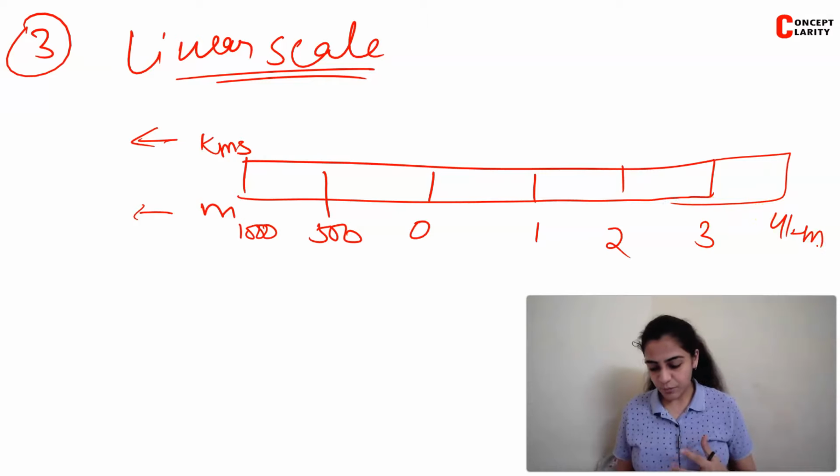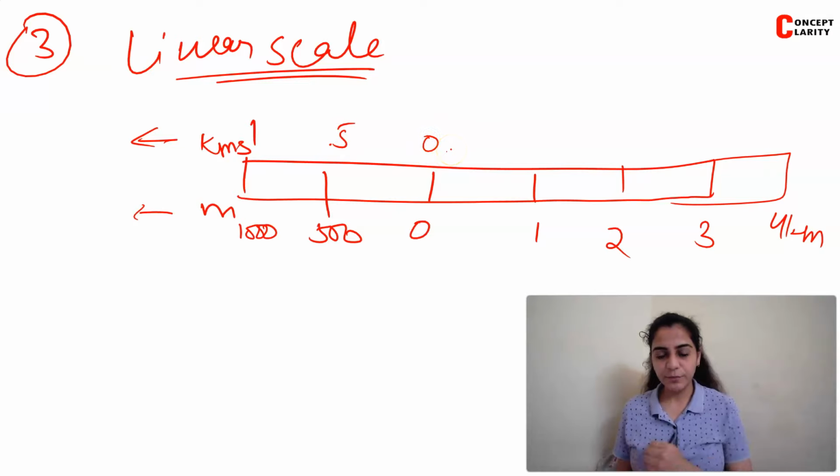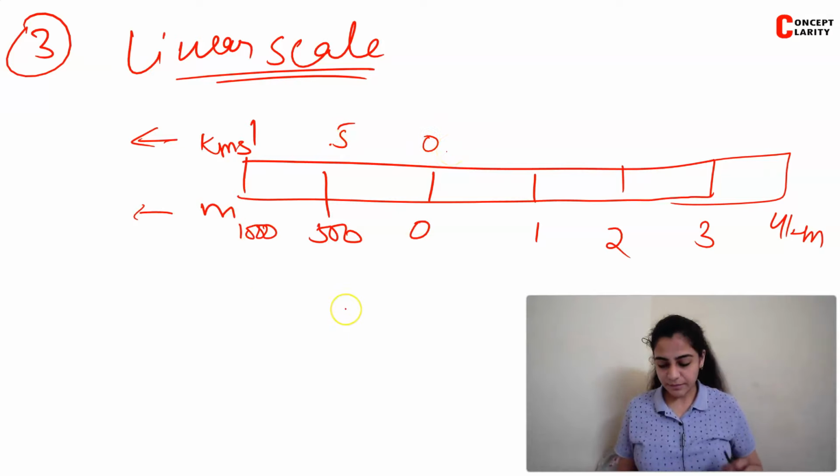So what it means is that it expresses some type of relationship by means of a straight line that can be divided into certain points. So here I can write kilometers: 1 kilometer, then 0.5 kilometer, and then 0 kilometer, and moving on. So here you can see some unity.